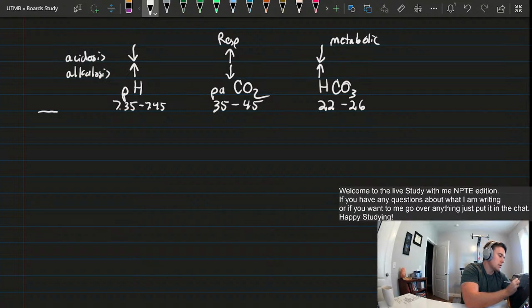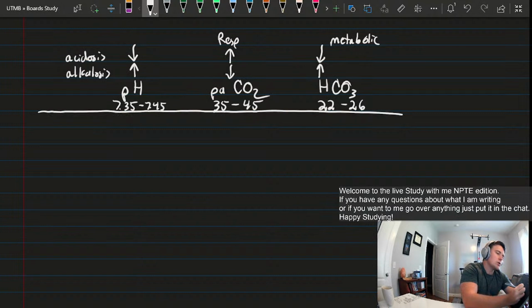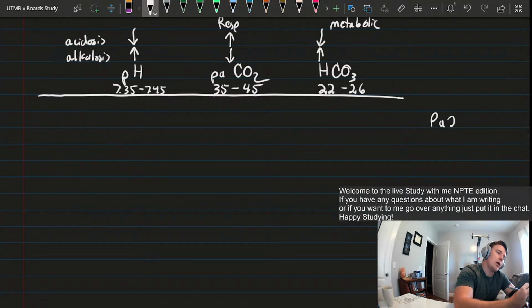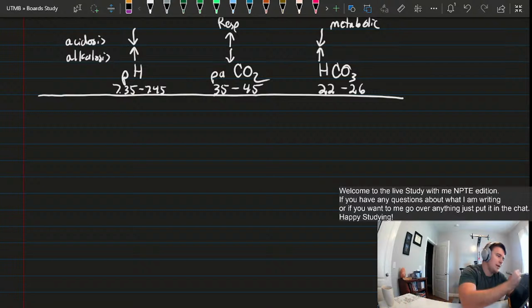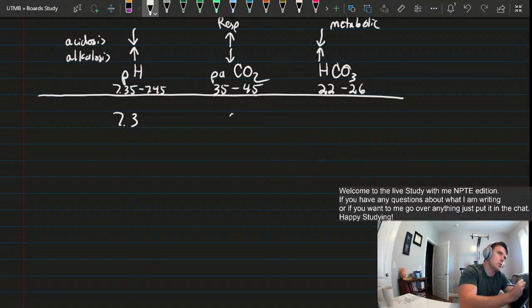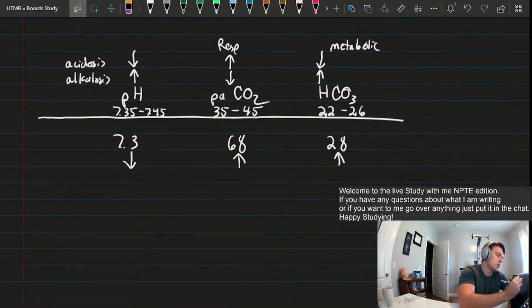Up arrow is going to be for alkaloses. So here is my template for answering all of these questions whenever they give you a PaCO2 or an HCO3. There's also another one, which is PaO2, but I really don't focus on that too much. It's a calculation. So pH of 7.3, PaCO2, which is 68, and HCO3 is 28. So you've got a 7.3, which is low, a 68, which is high, and a 28, which is high.